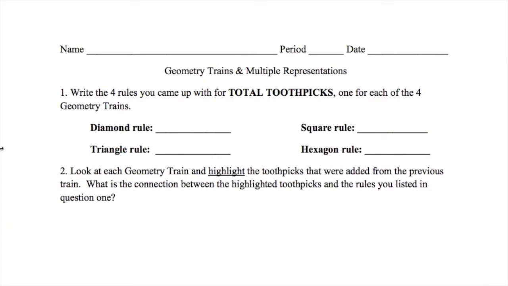Great. So if we are looking at the 4 rules, let's go ahead and throw them all here in one space. Now we are just talking about total toothpicks here. We could talk about the perimeter toothpicks as well, but let's just stick with the total toothpicks. So for the diamond train, the diamond rule is 4n. And for the triangle train, it is 2n plus 1. And for the square, it was 3n plus 1. And for the hexagon, it was 5n plus 1.